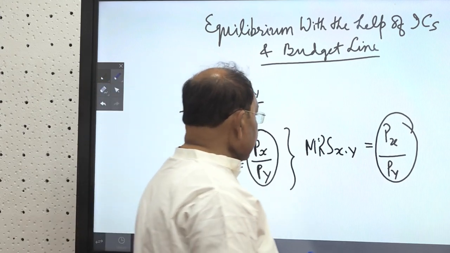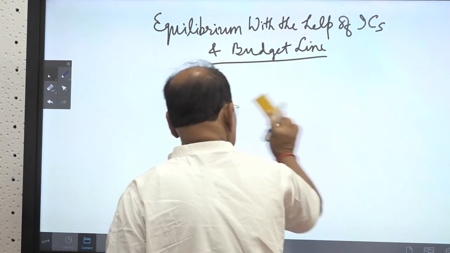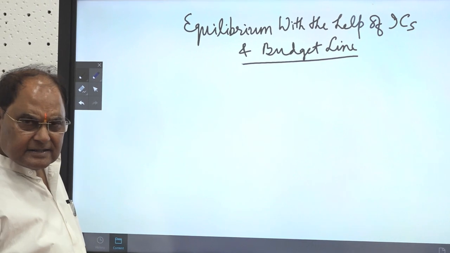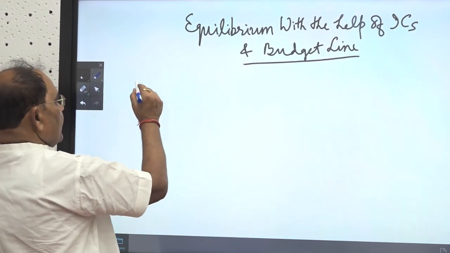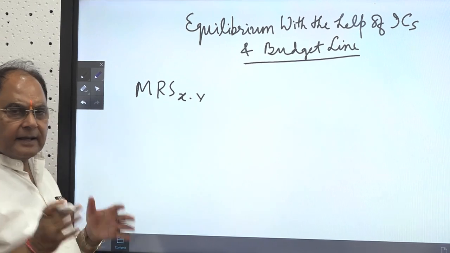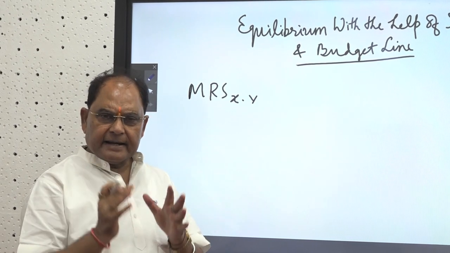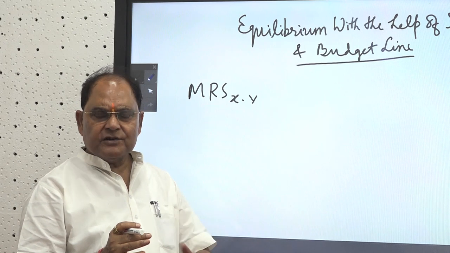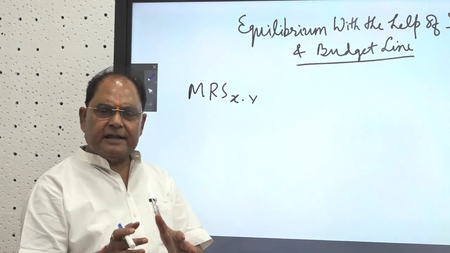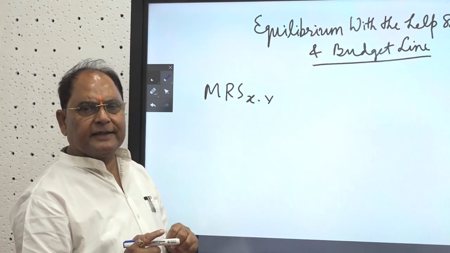Now let us concentrate a little on marginal rate of substitution, because this is going to do wonders for us. We are going to use this term again and again, so I want to make it clear to you as to what this means. MRSXY means the rate at which X is substituting Y. That is the rate at which X is being gained and Y is being sacrificed. Whatever quantity of Y you leave and whatever quantity of X you get, this is actually the marginal rate of substitution of X for Y.